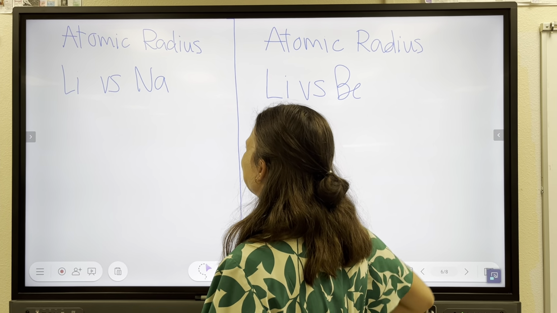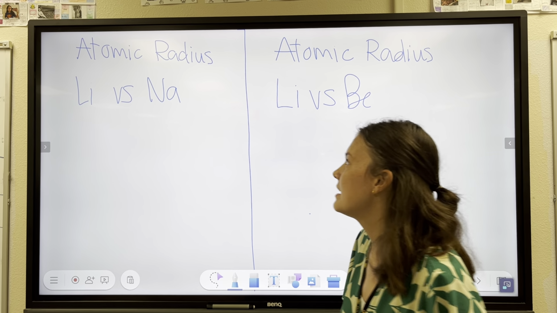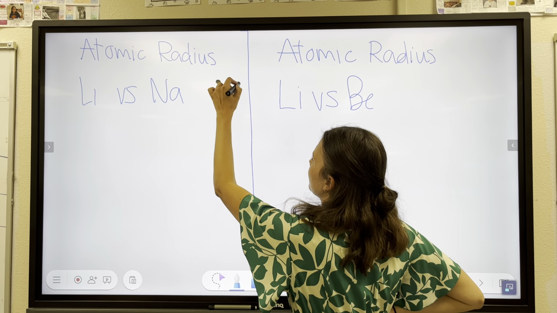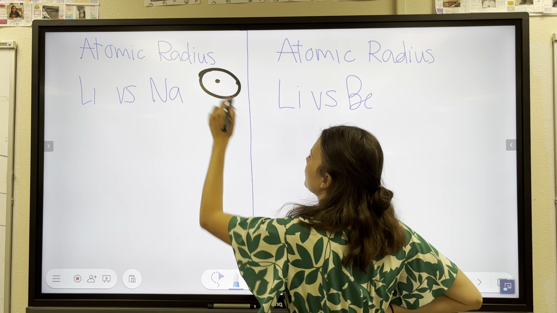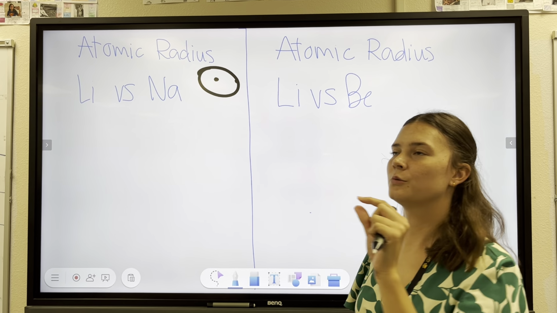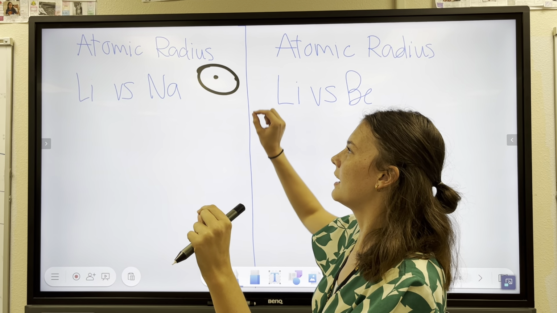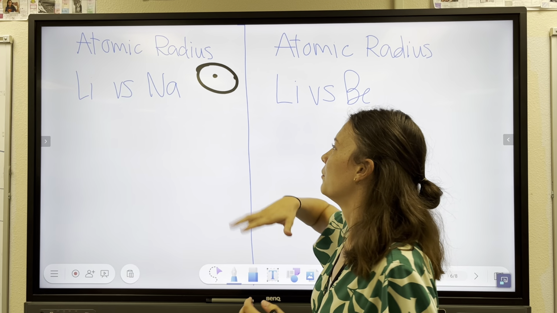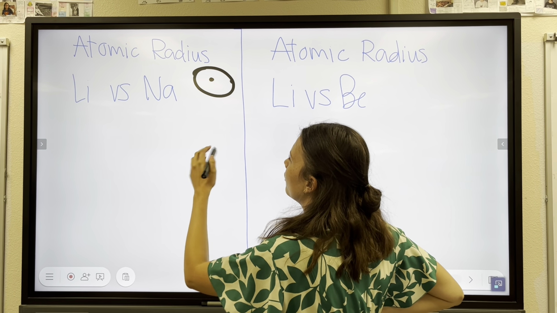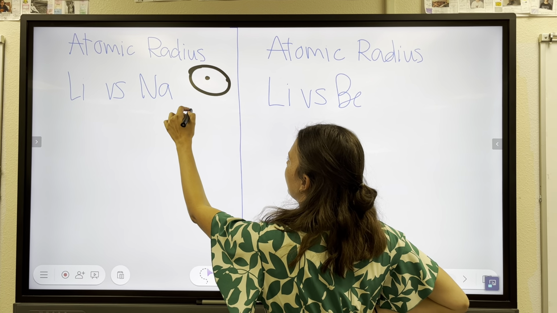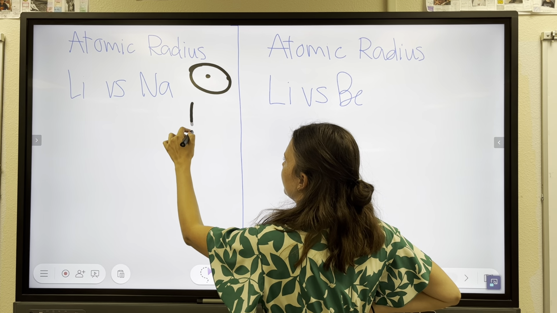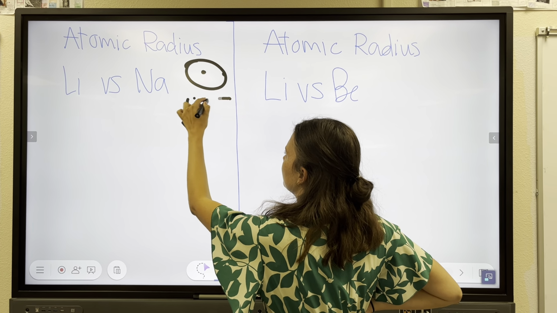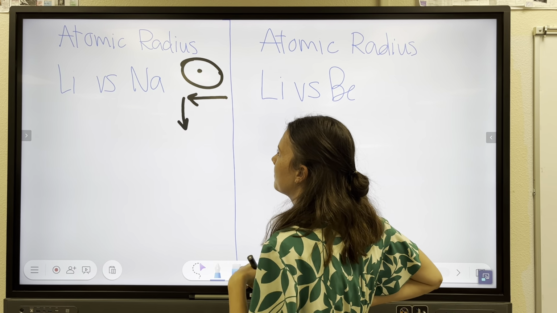Okay, all right, so atomic radius. Radius is the distance between the center of a circle to the outermost point, okay? And so in terms of an atom, we're talking about the distance between the nucleus and your outermost valence electron. So you should remember that the trend for atomic radius is that the radius gets bigger as you go down the periodic table and bigger as you go to the left on the periodic table, okay?